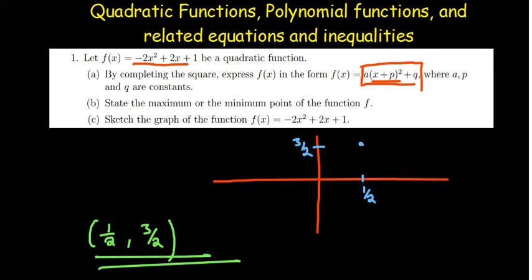Our y-intercept is the constant. That's the point where the function is expected to cut the y-axis, so at 1. 3 over 2 is slightly higher than 1, so 1 would be somewhere there.